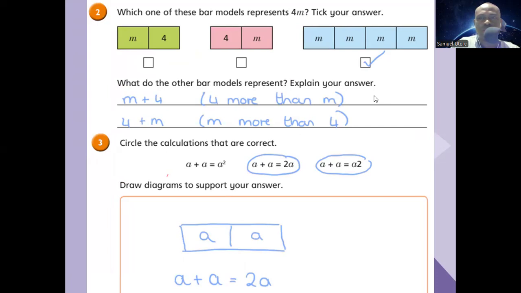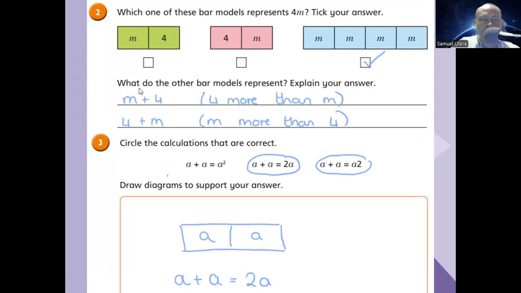For question 2, you can see you're being asked which one of these bar models represent 4m. It has to be that one. Okay? We cannot add 4 plus m, that's not 4m. We can't add these. So it's these. So we can add m plus m plus m plus m, and then that's 4m.